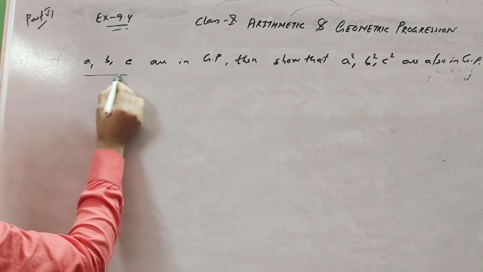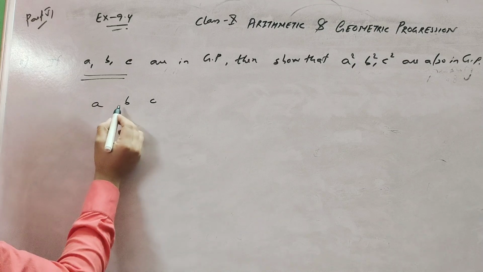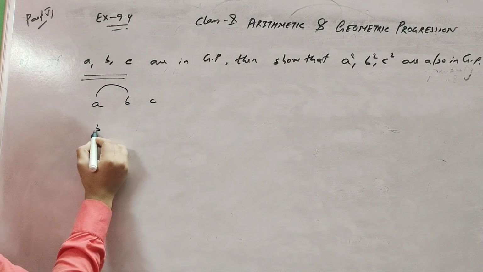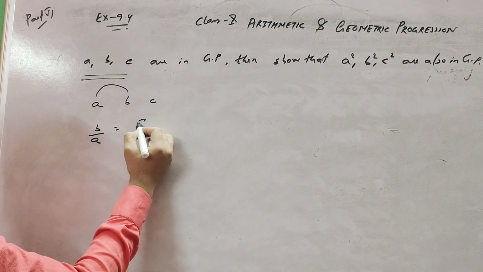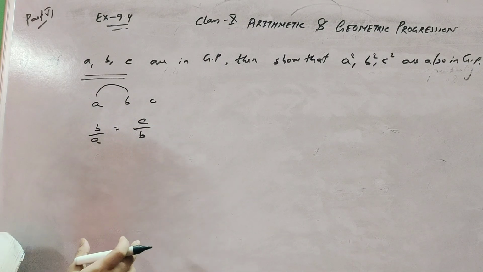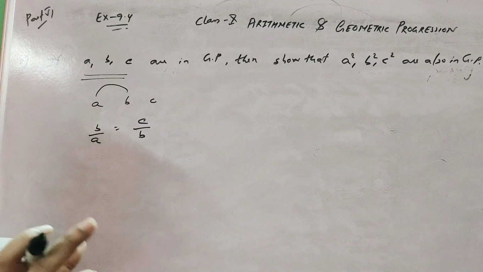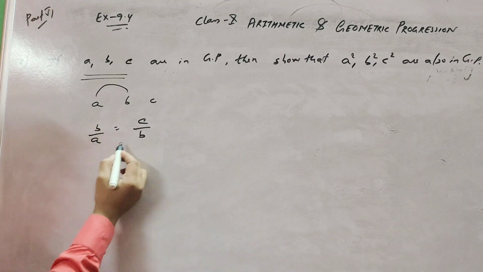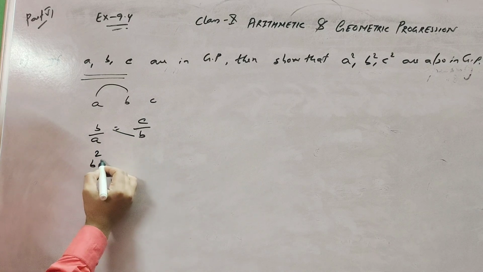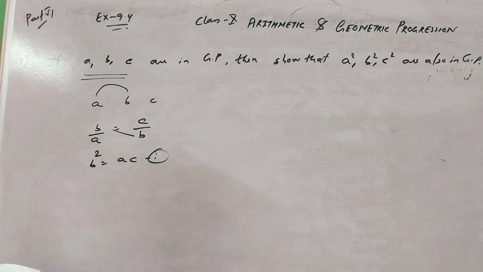So first of all, this is our given that A, B, C are in GP. We know that the ratio between B and A is equal to the ratio between C and B. We already read that the common ratio is always fixed in GP and the common difference is always fixed in AP. That means B into B, B square equals AC. This is our equation 1.